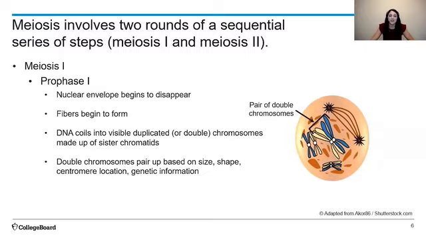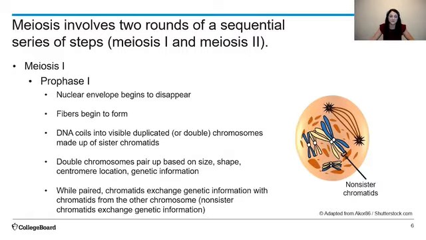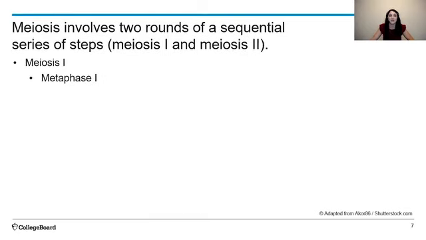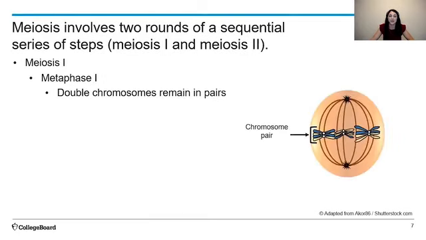Then the double chromosomes pair up based on size, shape, centromere location, and their genetic information. While they're paired up, the chromatids exchange genetic information with chromatids from the other chromosome. You can see here that non-sister chromatids are what's exchanging genetic information, and they'll swap segments. After that, we have metaphase 1, where the double chromosomes remain in pairs, and the fibers align them along the center of the cell. You can see here they're in pairs in metaphase 1 across the center.